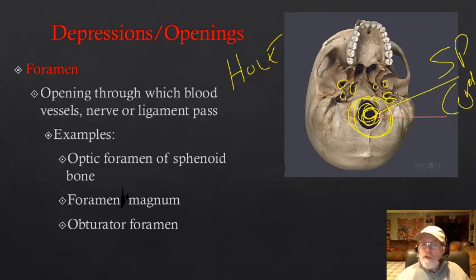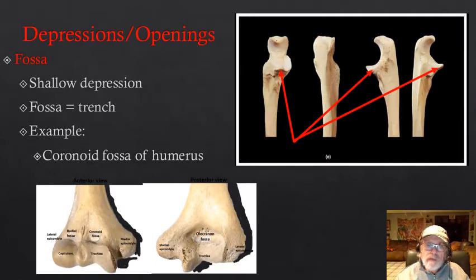There's also what's called the obturator foramen, which is basically in the pelvis. We'll see that when we look at the pelvic bones as well. It's where the pubic bone and the ischium come together and create a hole. It's covered over by a membrane, but things like nerves go through that. So a foramen is a hole. A fossa is a shallow depression.